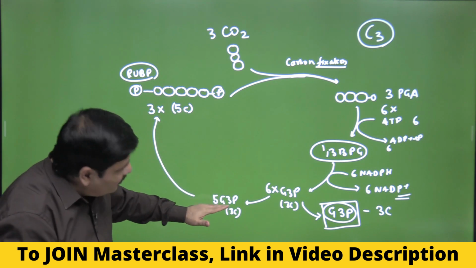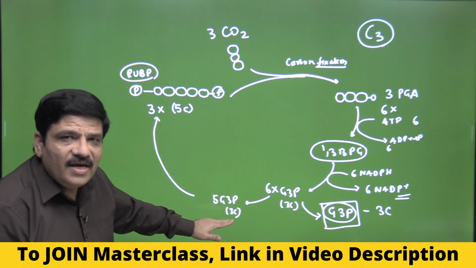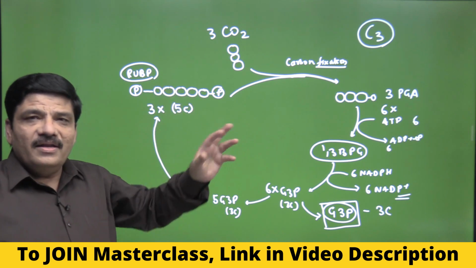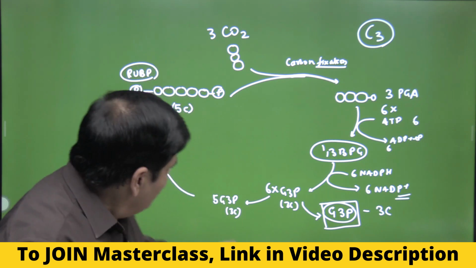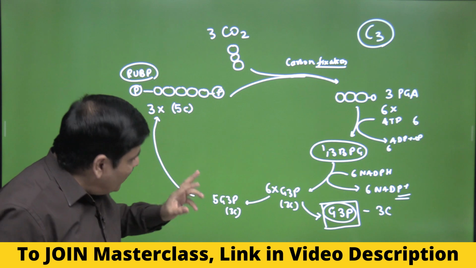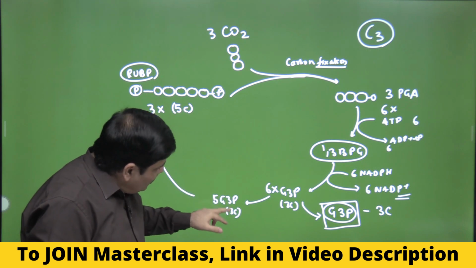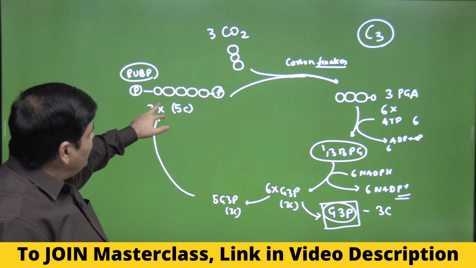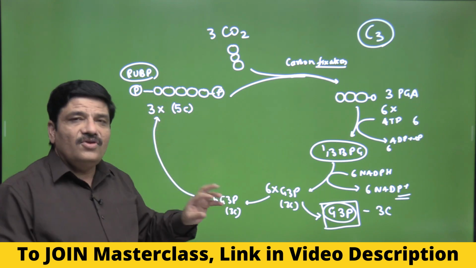From 5 molecules of 3 carbon, which have 18 carbons, I have to regenerate 3 molecules of 5 carbon. You can see 5 into 3 will be 15 and 3 into 5 will be 15. So that means with the help of 5 molecules containing 3 carbon, you are generating 3 molecules containing 5 carbon.